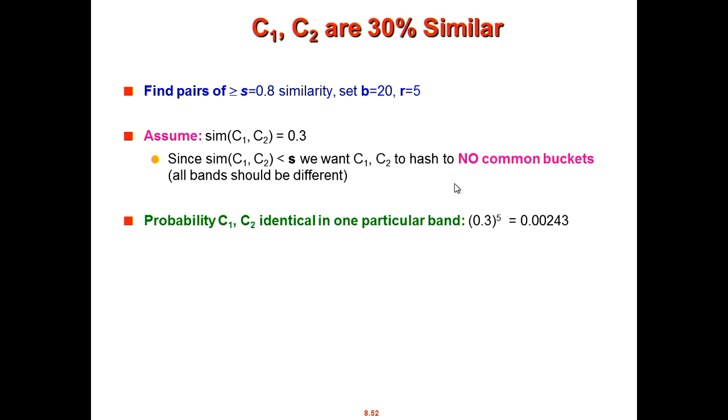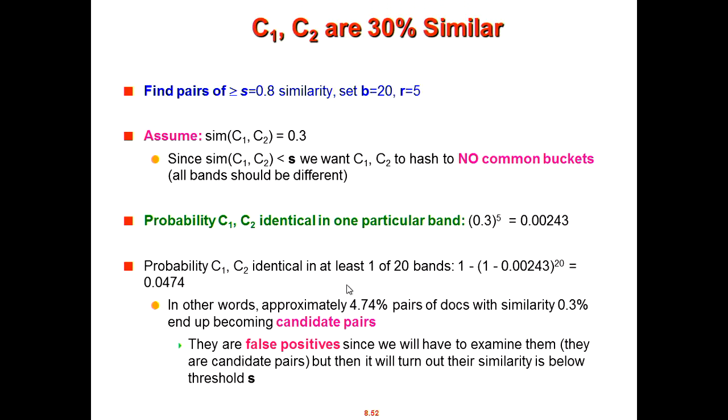So let's look at the probability. Given this similarity, the probability that they are identical in one particular band is 0.3 to the power of 5, right? So it's much smaller. Now, to be treated as a candidate pair, they must be identical in at least one of the 20 bands, right? So what is the probability? 1 minus this value is that they are not identical in a band. Then to the power of 20 is that they are not identical in all the 20 bands. And 1 minus this value is that they are identical in at least one band, which is 0.0474. It's roughly around 5%.